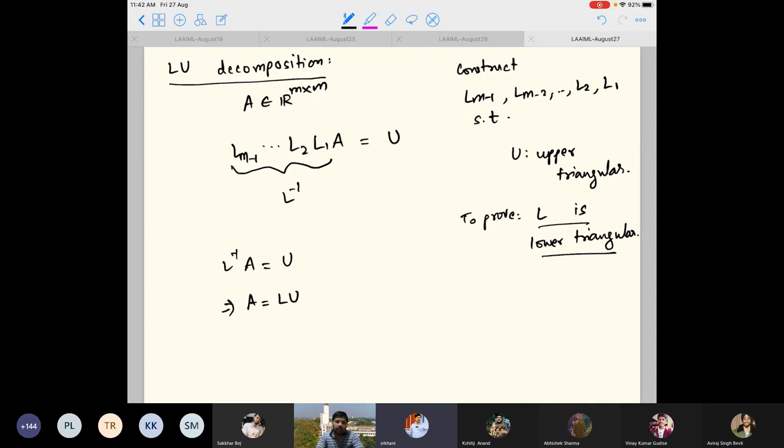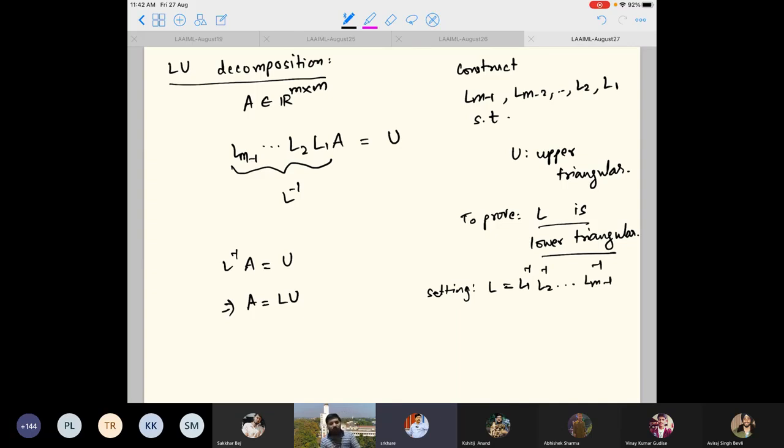So I will start with the construction. A simple thing that you can observe is that this L will basically be equal to L1 inverse, L2 inverse, and so on, up to Lm minus 1 inverse. So that is what this thing is.